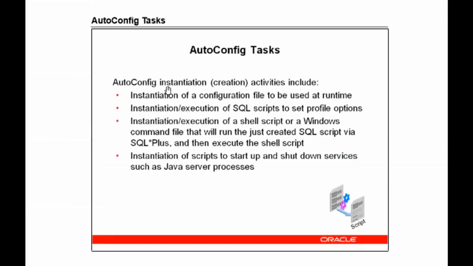So AutoConfig instance creation activities include creation of a configuration file to be used at runtime, execution of a SQL script to set profile options, creation of shell scripts or Windows command file that will run the just created SQL script via SQL Plus and then execute the shell script, creation of scripts to start up and shut down services. So whenever you run AutoConfig, every time the environment file and start-stop scripts also will be created.